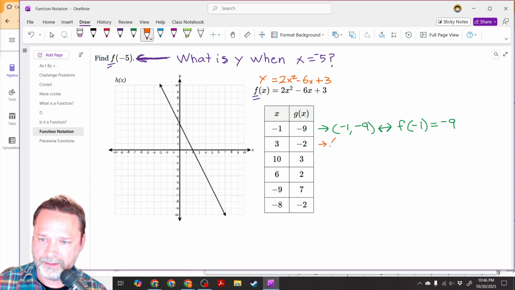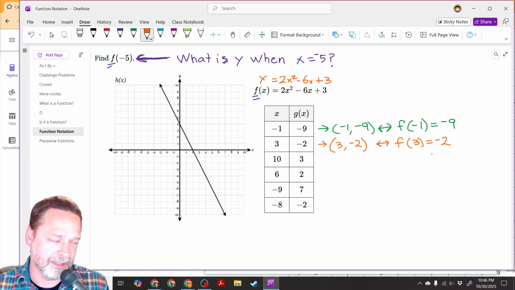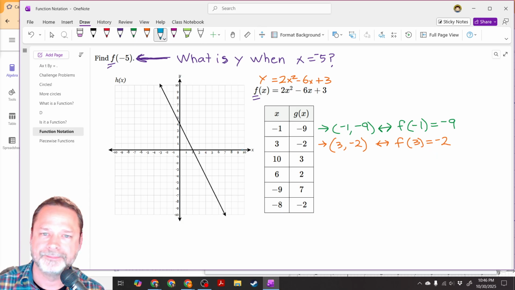We can do one more here. Right here, this is a point, 3 comma negative 2. And that's the same as saying that f of 3 equals negative 2. It's the same exact thing. Okay, so that's what I mean. It's like nothing new. This is just notation. It's just writing it a little differently.